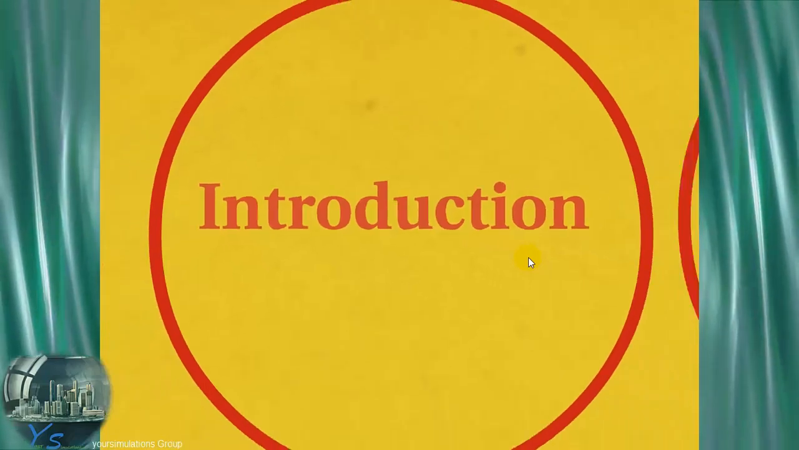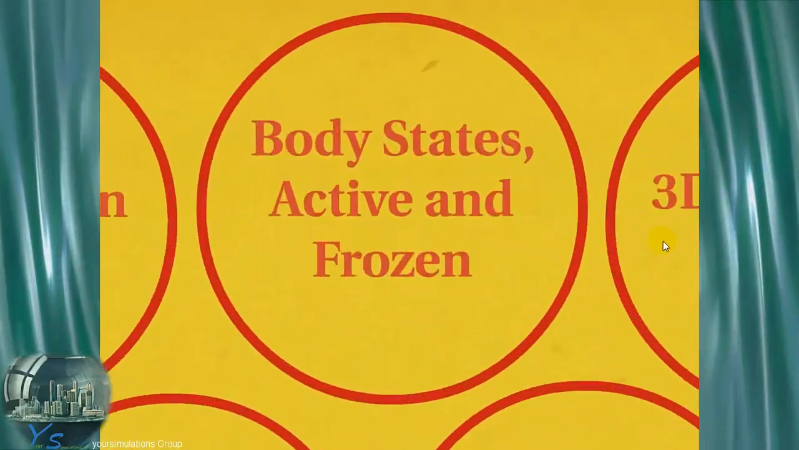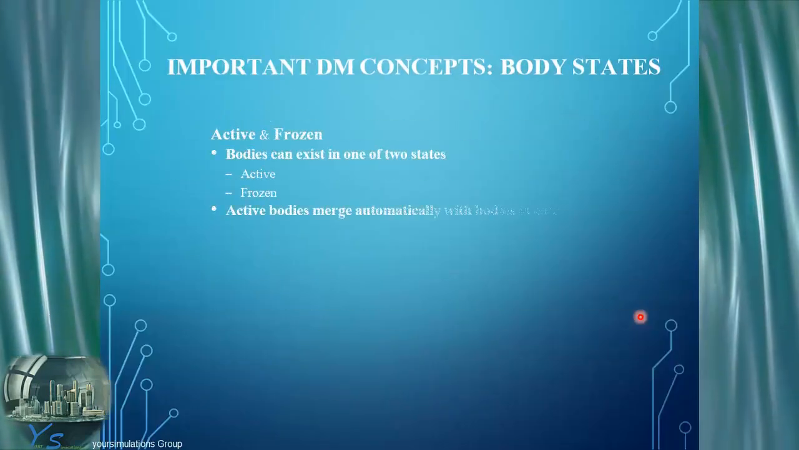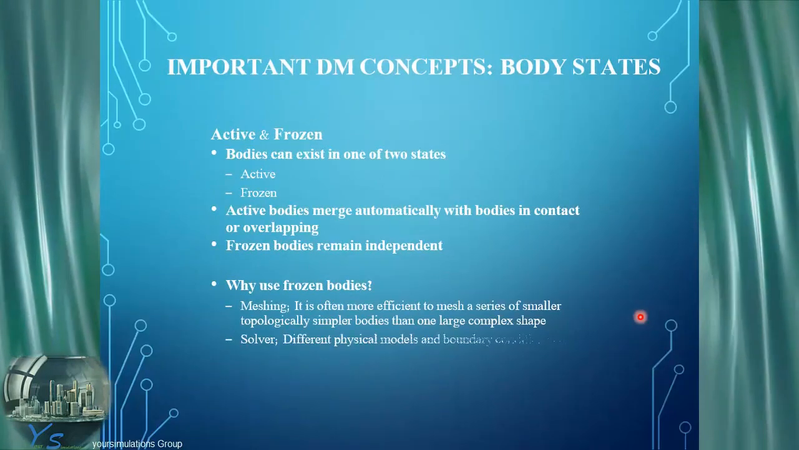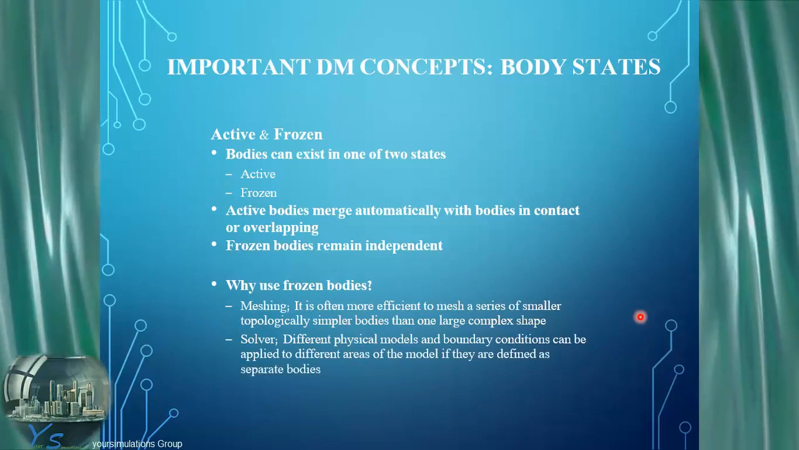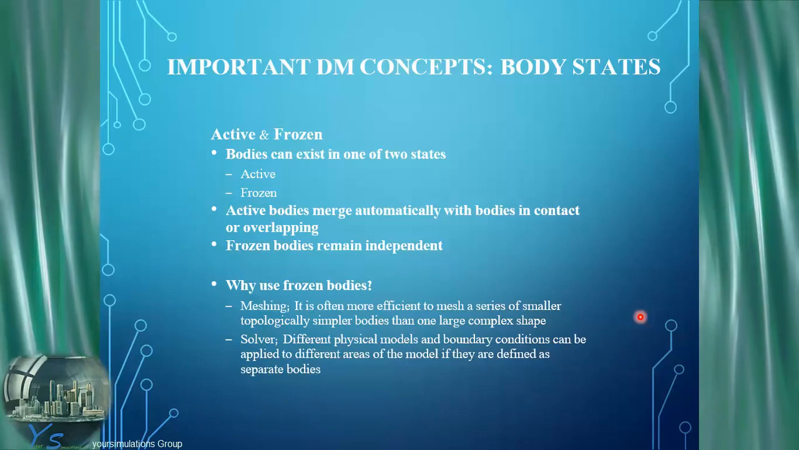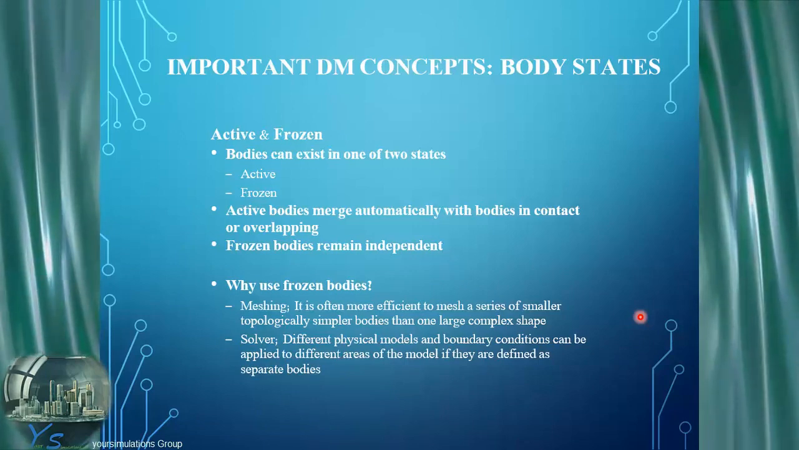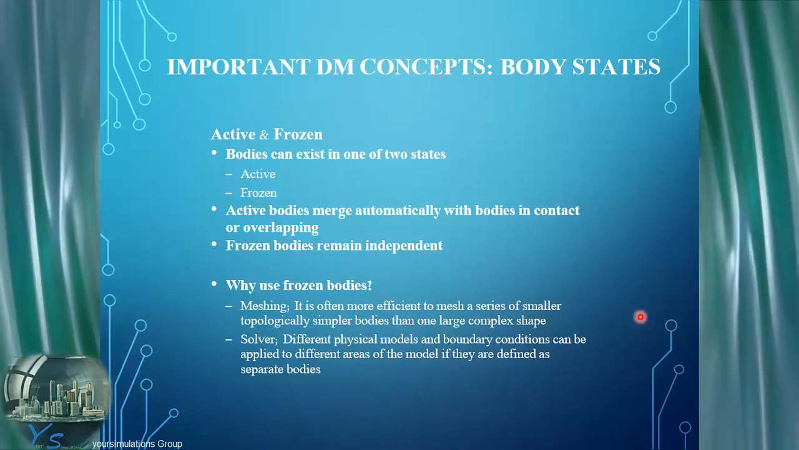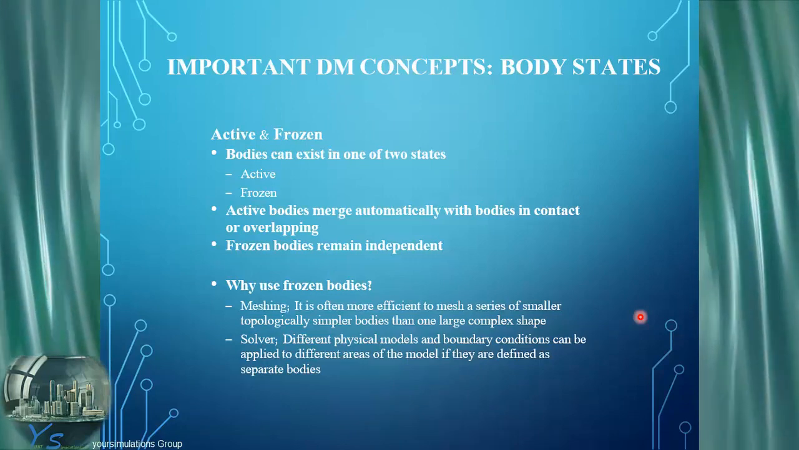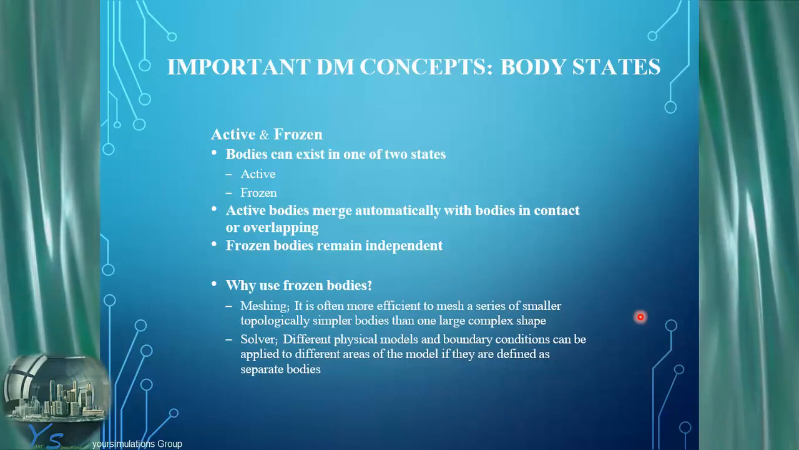Another important concept for Design Modeler is the states of the bodies. Bodies can either take on an active or frozen state, and these are the only two states available for bodies. The state of the body determines whether bodies can be brought together into a single part or not, such that active bodies will automatically merge with bodies in contact or overlapping.